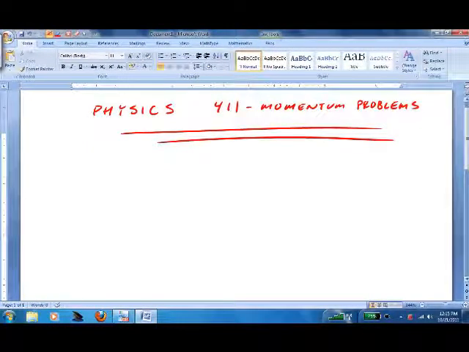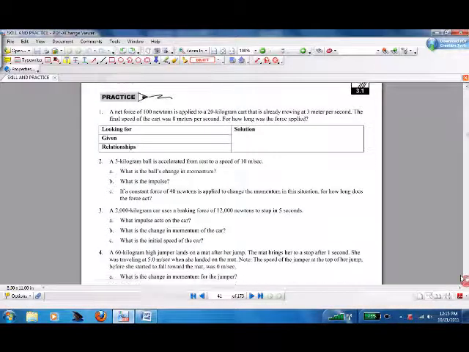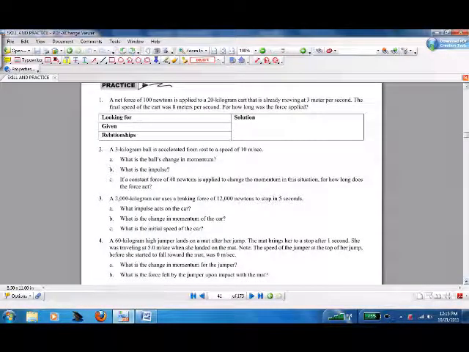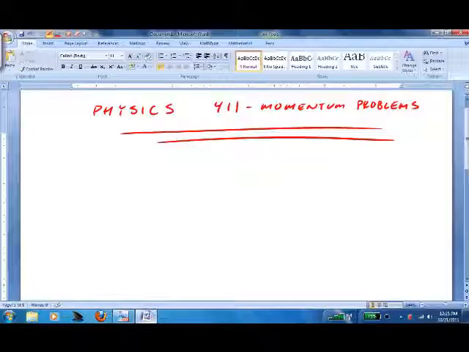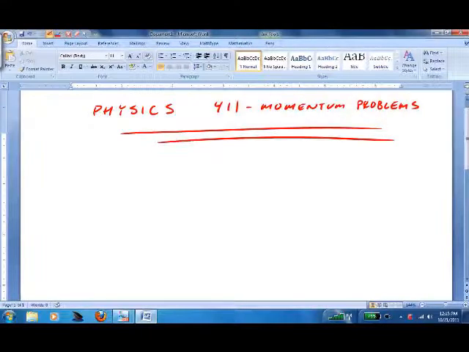So, as promised, here are the physics momentum problems, evens. Here is problem number 2. A 3-kilogram ball is accelerated from rest to a speed of 10 meters per second. I'll actually come back to that in a second. Let's talk briefly about what we're dealing with here.